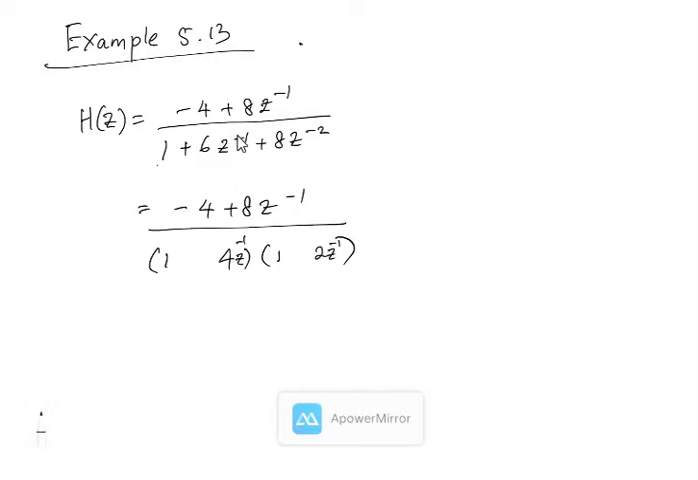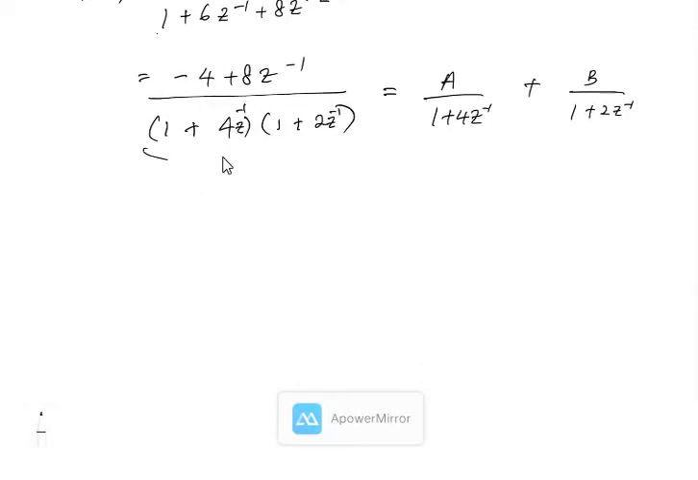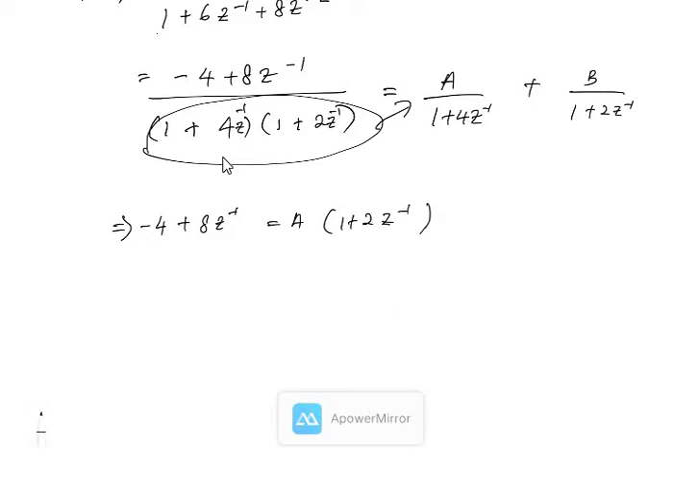So that I can have the 6 when I plus it. So I total out, I can get the 8. When total out, I can get the 6 inverse. So this one is equivalent to A over 1 plus 4 inverse plus B over 1 plus 2 inverse. So I take this whole part to the right hand side. So I left minus 4 plus 8 inverse equal to A 1 plus 2 Z inverse plus B 1 plus 4 Z inverse.